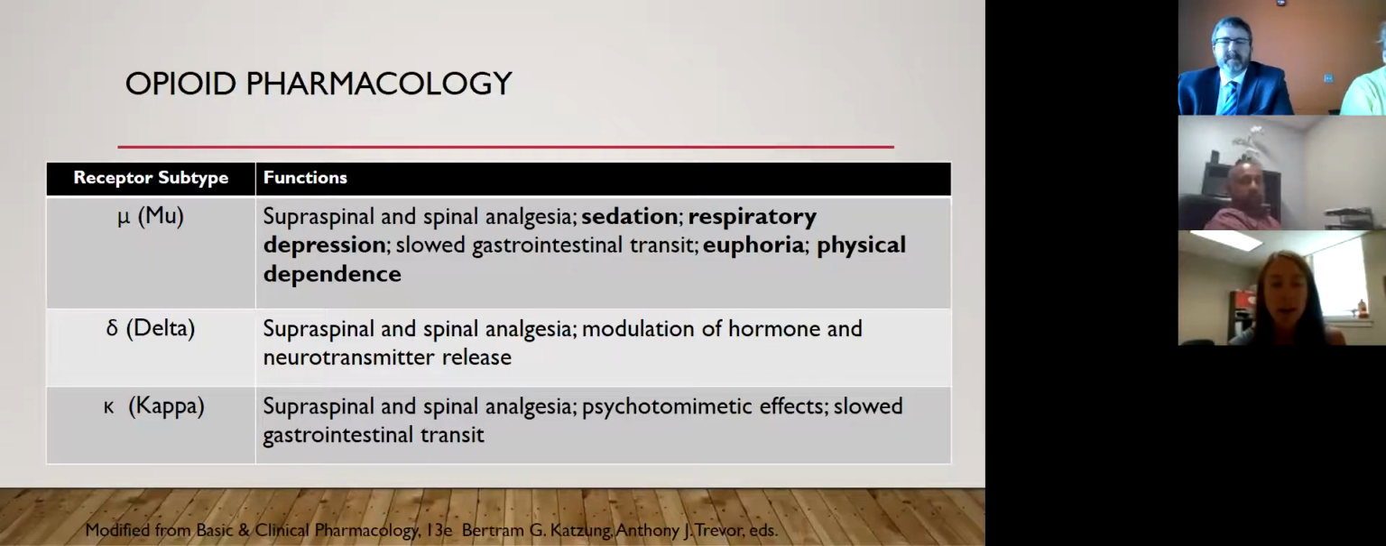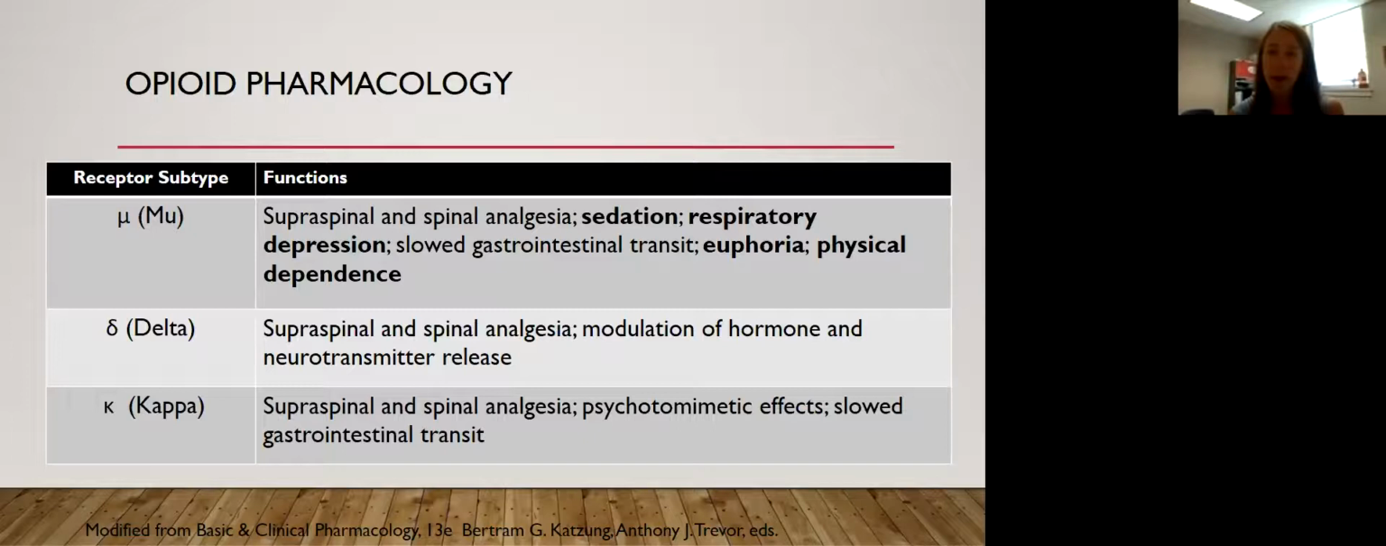The action at the mu receptor is the one that we're most concerned about when we start thinking about combining opioids with benzodiazepines. I've highlighted some of the specific effects that occur when opioids bind to the mu receptor, including sedation, respiratory depression, euphoria, and physical dependence. Those are the things that really make us especially concerned when we think about combining an opioid and a benzodiazepine.